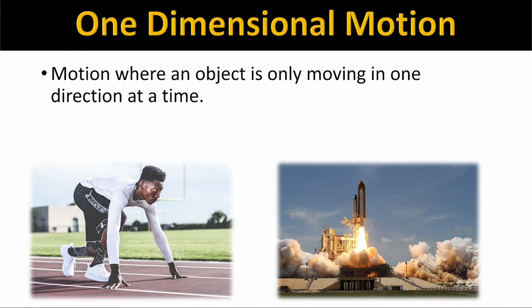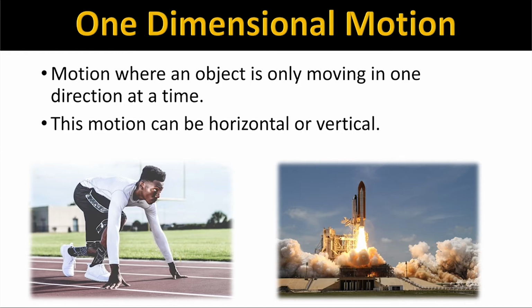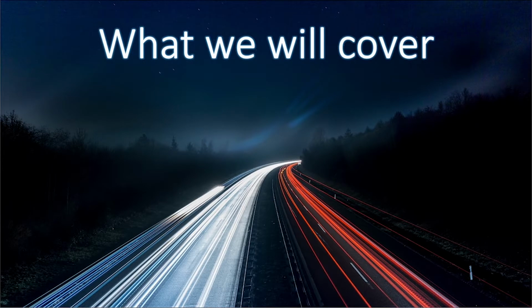We live in a three-dimensional world where there's the dimension of forward and backwards, there's the dimension of left and right, and there's also the dimension of up and down. That's where we get our three dimensions or 3D from. But when we're talking about one-dimensional motion, we're only talking about an object moving in one of those dimensions at a time. So it can be horizontal or it can be vertical, but it can't be both of them at the same time.